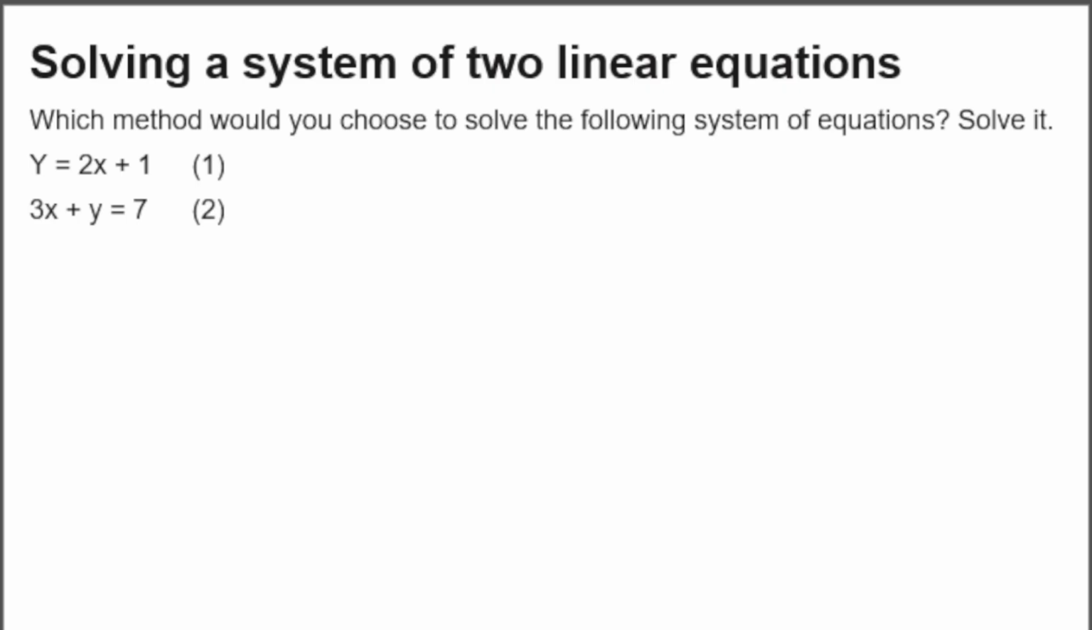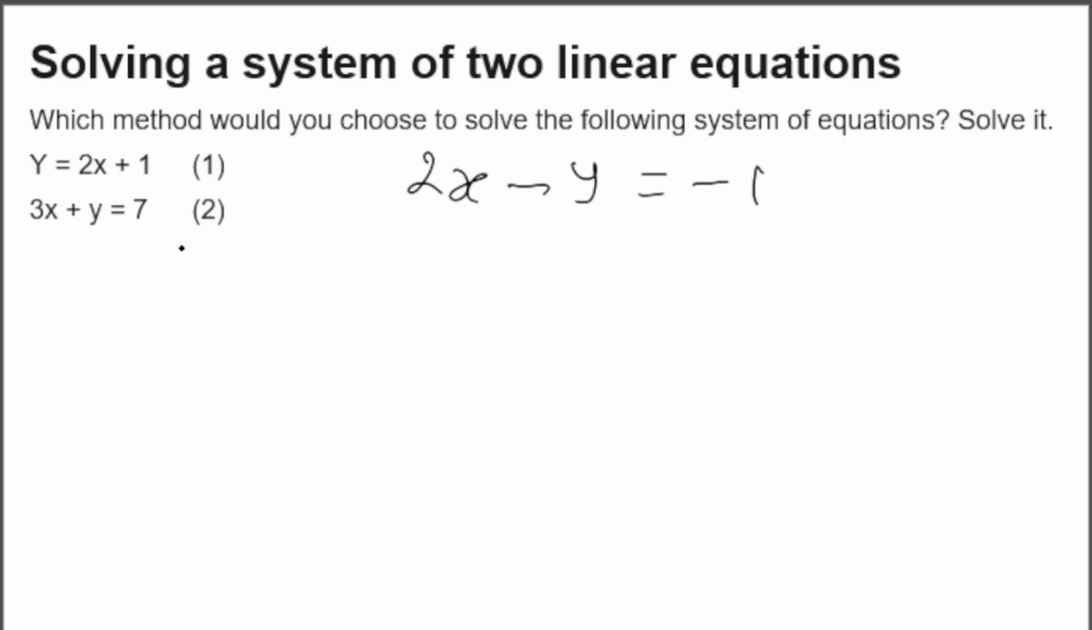For elimination method, we have to change both equations in the same style. That means, suppose one equation is y is equal to 2x plus 1. So we have to change this equation in the same way. So 2x minus y is equal to minus 1.